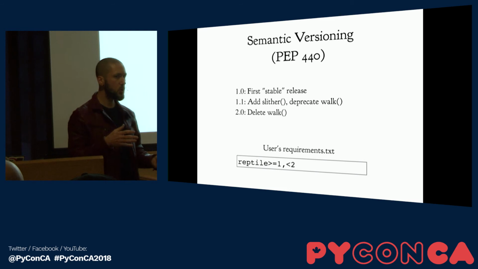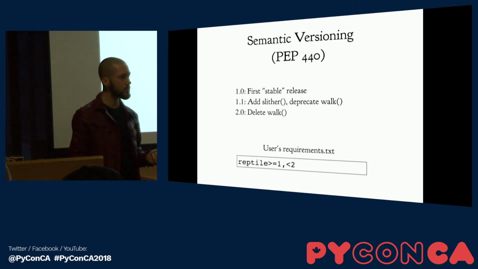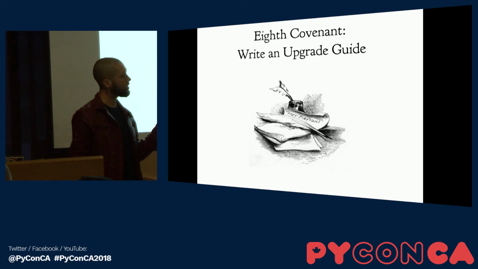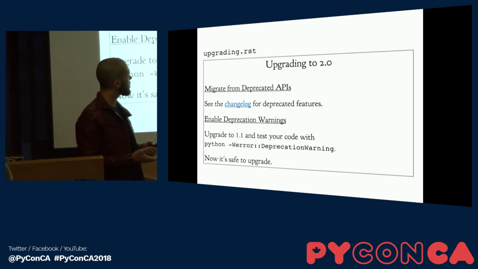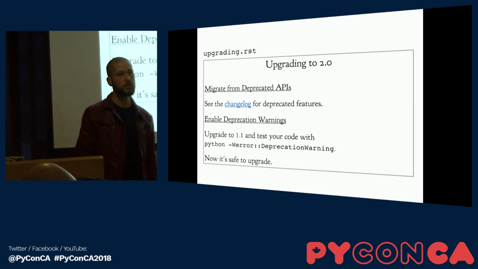But we're still not totally done helping our users out. How do they know how to do all this? How do they know which version scheme you chose? How do they know how to catch deprecation warnings? The final covenant in this documentation category is to maintain an upgrade guide that actually teaches your users how to upgrade their libraries. An example for this reptile library might instruct users how to upgrade to 2.0.